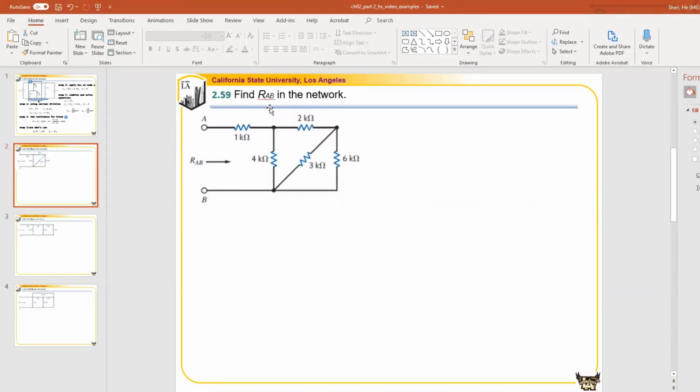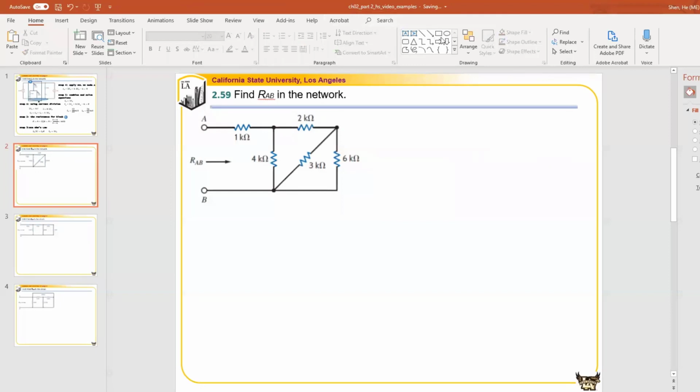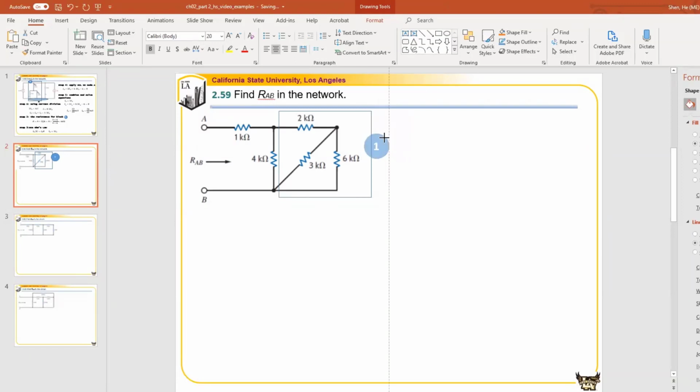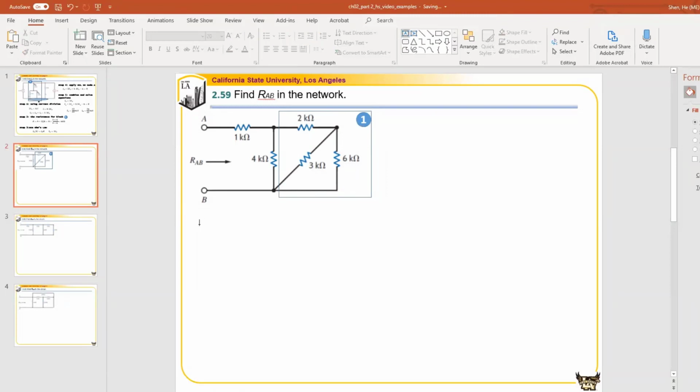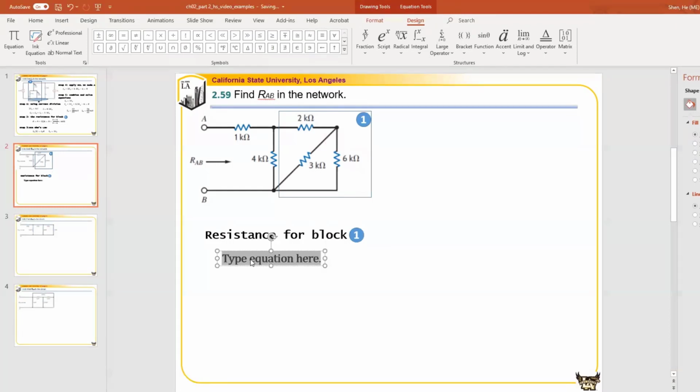The next example, we're going to find out the overall resistance of a network. If you can see the connection from here, this is something that I want to solve first. I'm going to call this my block 1, and find the resistance for this block 1 first. Then I will simplify the circuit network. Inside this block 1, we have a resistor of 2K in series with 3 and 6 in parallel. 3 and 6 in parallel is 2 kilo ohm, plus 2 kilo ohm, that is 4 kilo ohm.